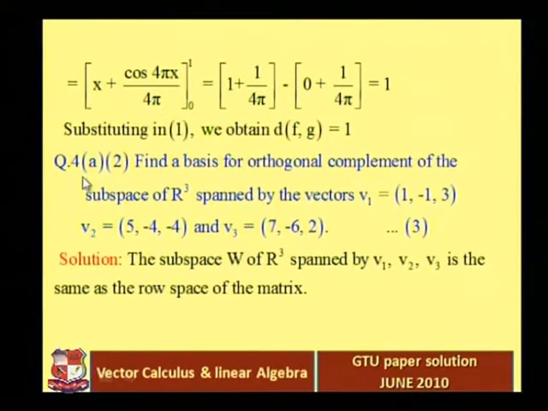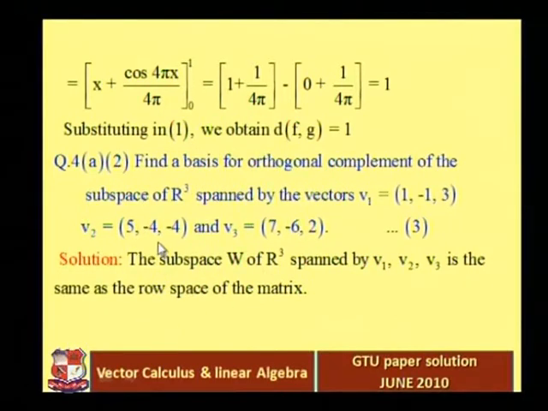Next question, question 4a, second part. Find the basis for the orthogonal complement of the subspace of R3 spanned by the vectors v1 = (1, -1, 3), v2 = (5, -4, -4), and v3 = (7, -6, 2). Okay, this question is asked for 3 marks.